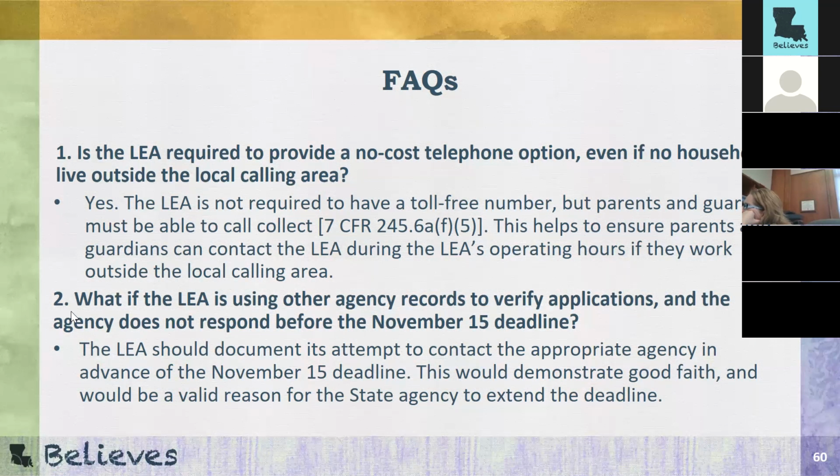Number 2, what if the LEA is using other agency records to verify applications and the agency does not respond before the November 15th deadline? The answer is the LEA should document its attempt to contact the appropriate agency in advance of the November 15th deadline. This would demonstrate good faith and would be a valid reason for the state agency to extend the deadline.